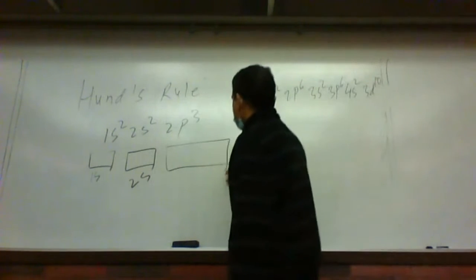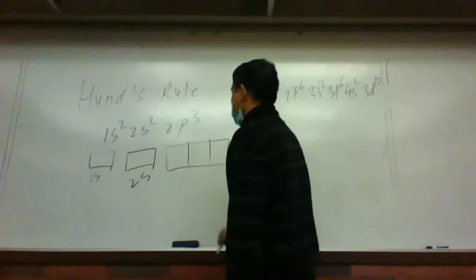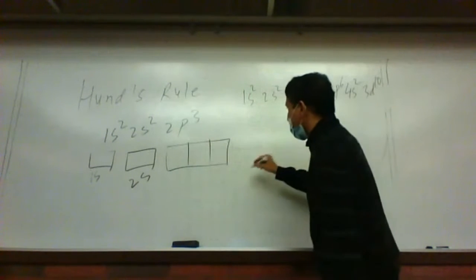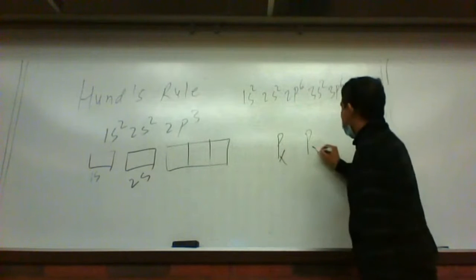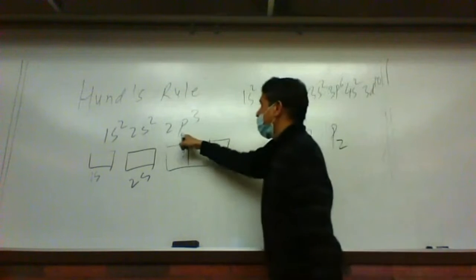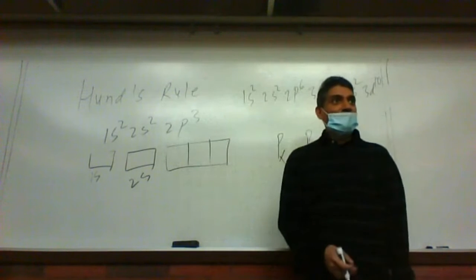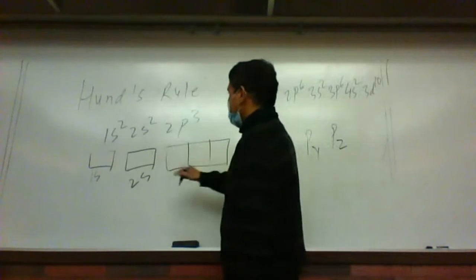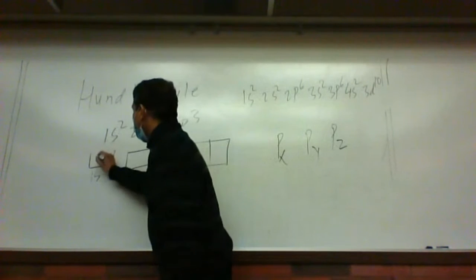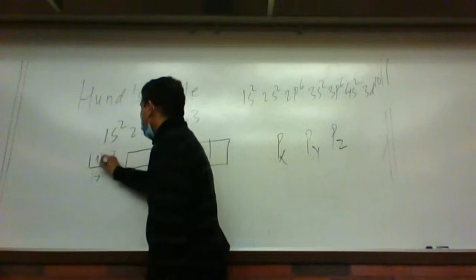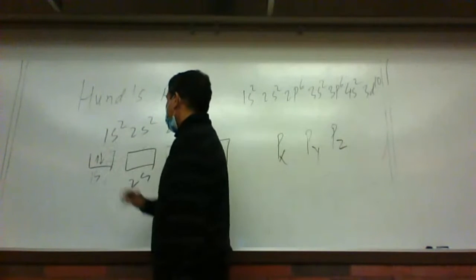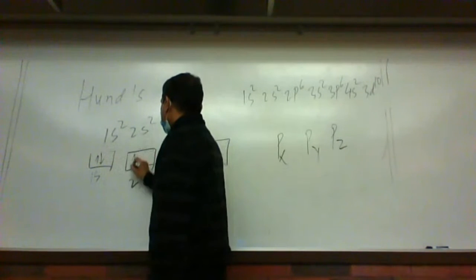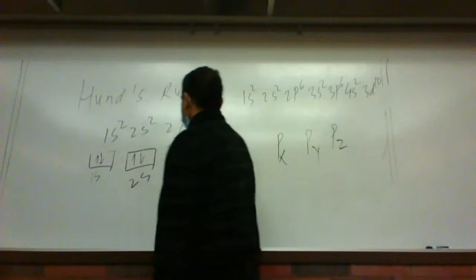So for p, you always have to cut into three boxes like this. P has three seats: this one is px, another is py, another is pz. How many electrons do I have here? I have two electrons here, put like this, clockwise direction, and this anti-clockwise. These two are good. Now this one clockwise, another electron anti-clockwise.